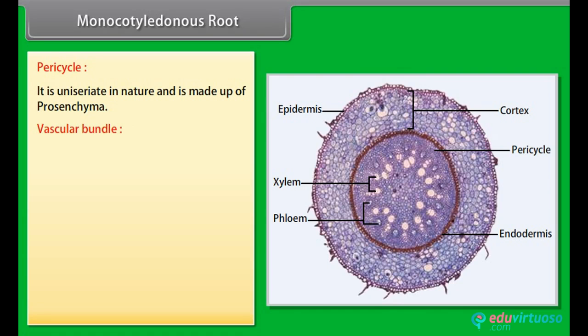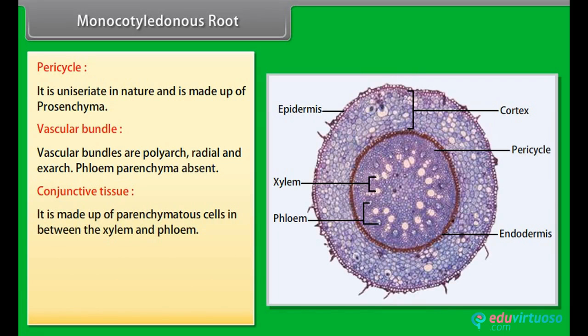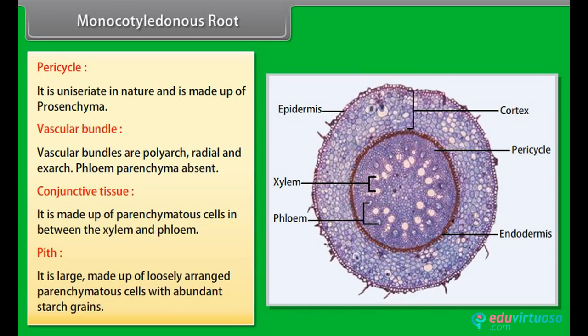Vascular bundle. Vascular bundles are polyarch, radial and exarch. Phloem parenchyma absent. Conjunctive tissue. It is made up of parenchymatous cells in between the xylem and phloem. Pith. It is large, made up of loosely arranged parenchymatous cells with abundant starch grains.